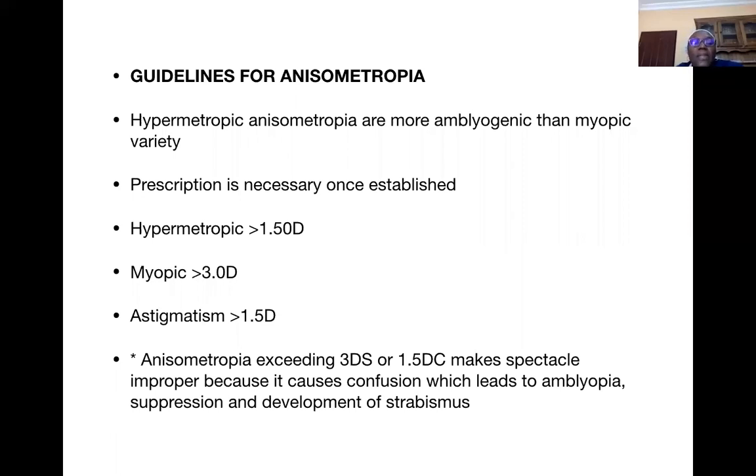But you need to note that anisometropia exceeding 3 diopters of sphere or 1.5 diopters of cylinder makes spectacle use improper, because the difference the 2 eyes can tolerate shouldn't be more than 3 diopters. So it can cause confusion, and can lead to the eye with the worse dioptric power being amblyopic. You can have suppression, and then they can develop strabismus. So when prescribing spectacles, one should take into cognizance that the difference between the 2 eyes in the refractive power of correction should not be more than that.